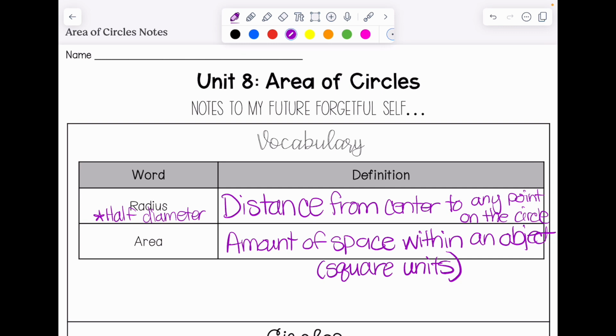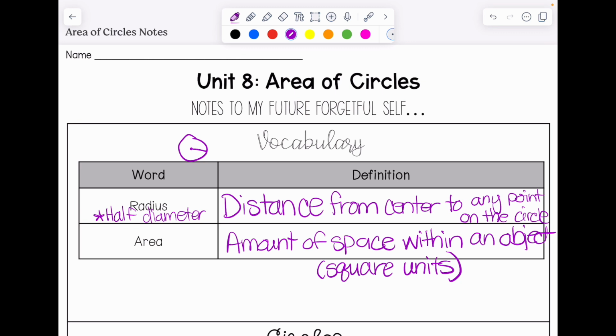So some vocabulary that you're going to need to feel confident with is you need to know what a radius is. Remember, radius is the distance from the center of a circle to any point along the circle on the outside edge of the circle. When you think of a radius, it's from the center outward, and you can also remember that the radius is going to be half of the diameter.